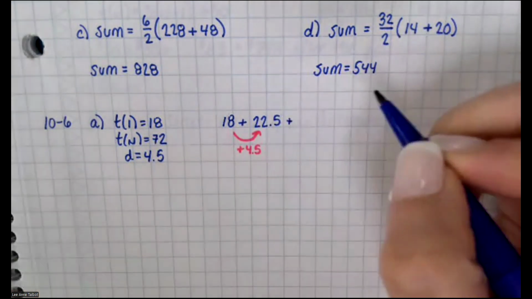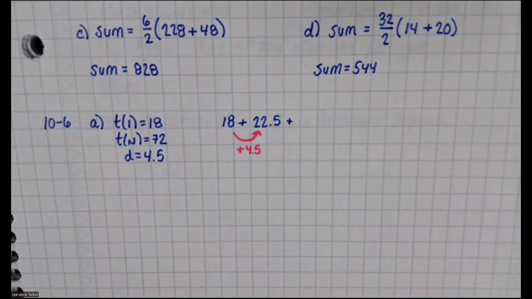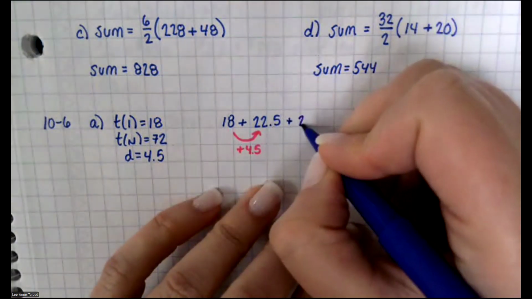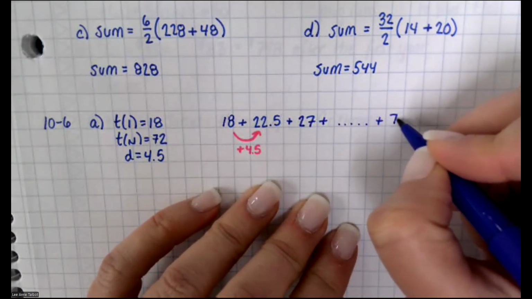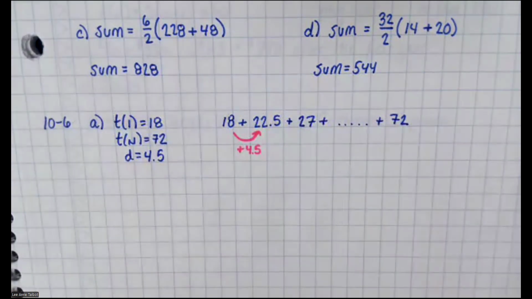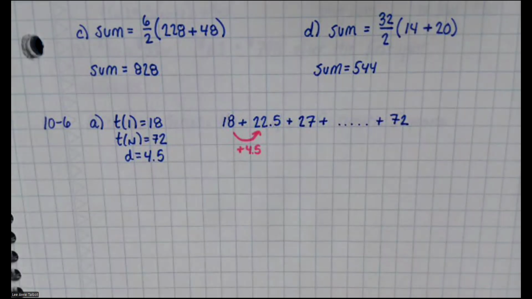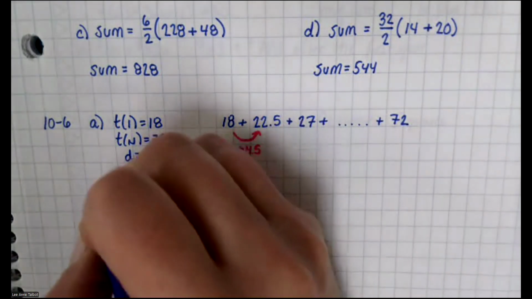Plus 27? No. Yeah. Plus a lot of numbers that I'm too lazy to write, but I know the last one is 72. Okay, there's my series. All right, now I need to find the sum.